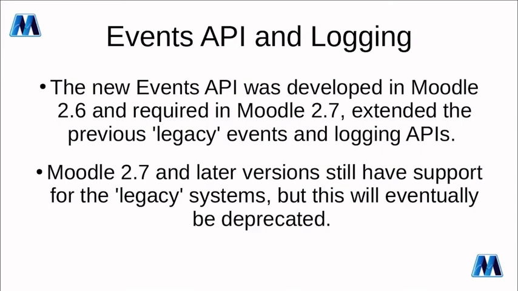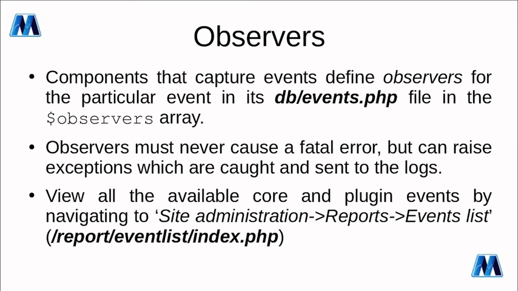Right, the Events API. The new Events API was developed in Moodle 2.6 and then became a requirement in Moodle 2.7. It basically extended previous legacy events and logging APIs. Later versions of Moodle since 2.7 still have support for legacy systems, but eventually all that is going to be deprecated. Components or plugins that want to capture events have to define observers.